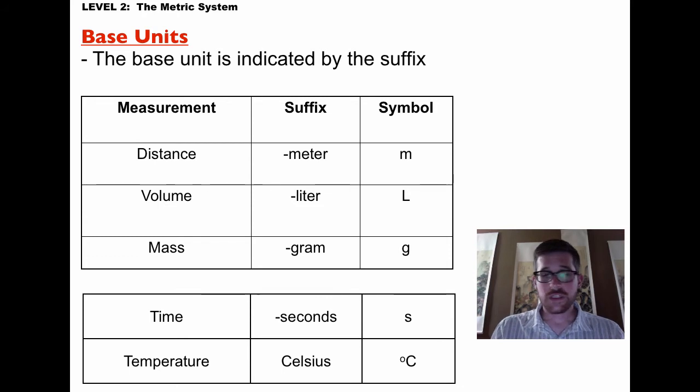Then we have liter, which is a capital L. A lot of times you'll see it as lowercase l, but it's supposed to be capital. G for gram. We should know these forward and backward. We've dealt with them since last year, I'm sure. And then we also have time. I've separated these two because time is not really part of the metric system. It's more of the scientific international system, the SI, that you'll sometimes see in your textbook. So whenever we're measuring time, we're going to use seconds, lowercase s for the symbol, and temperature is going to be in Celsius. We're also going to talk about another temperature unit this year called Kelvin, which we'll cover once we get to that part.